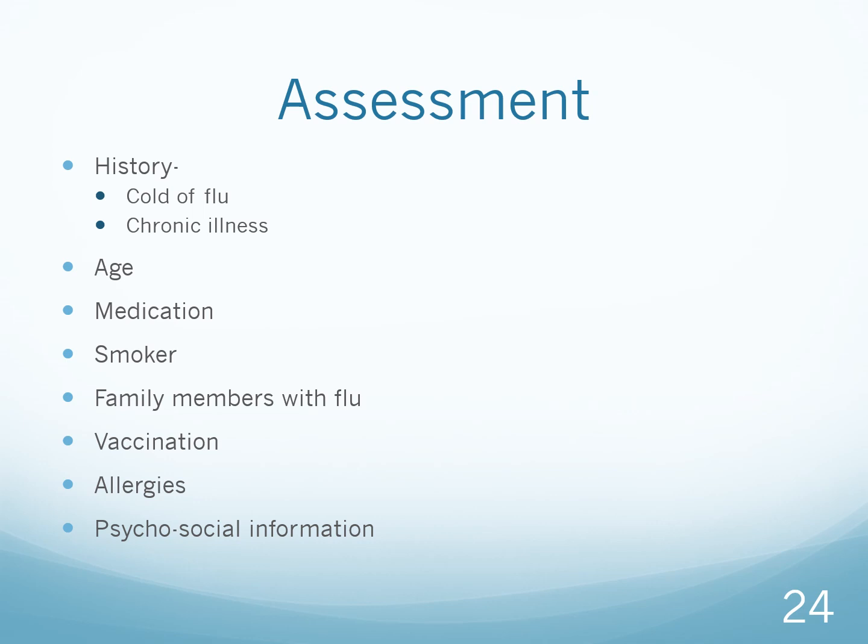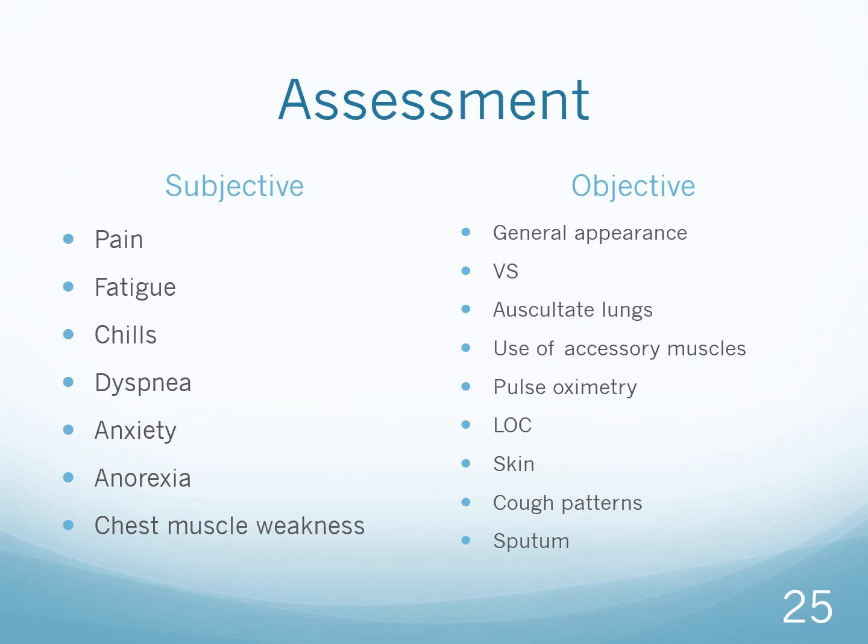Always assess whether somebody has had a recent cold or flu. Oftentimes, secondary bacterial pneumonias do develop. Any chronic illness history. Their age. What kind of medications are they on? Are they a smoker? What type of work do they do? Any family members with the flu? Any recent vaccinations? Any allergies? Any psychosocial information, which includes poverty, overcrowded situations, and not having nutritional sustenance. Assess for pain, fatigue, chills, shortness of breath, anxiety, anorexia. You're not going to be able to eat if you can't breathe.